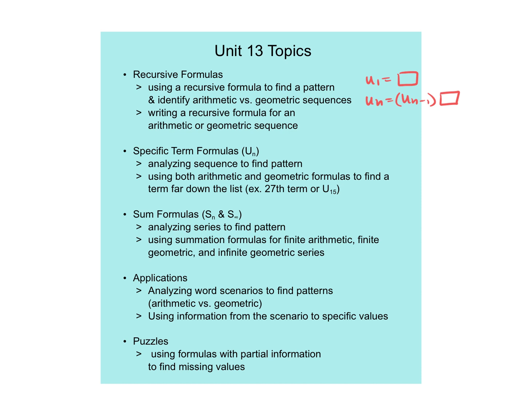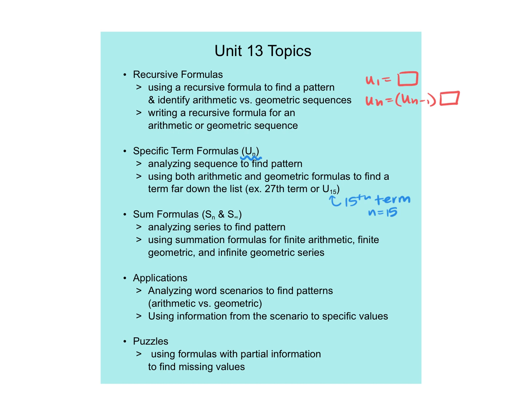The next topic is finding a specific term. So using a pattern to notice if it's arithmetic or geometric, and then using those formulas to find a specific term in that list. So maybe the 27th term or U sub 15. Remember that if it's given to us in that notation, U sub 15, that's referring to the 15th term in the list. So our n value would be 15.